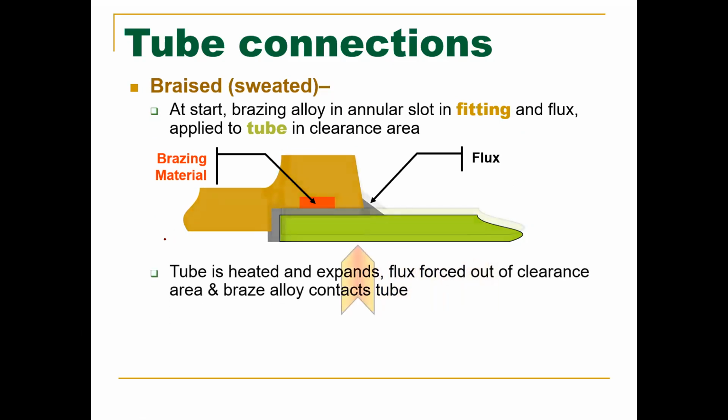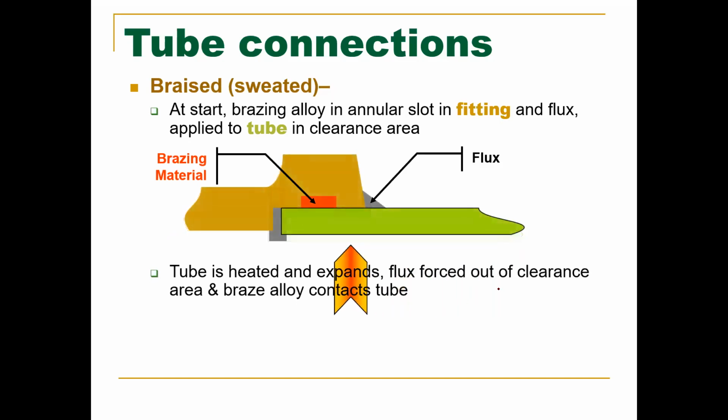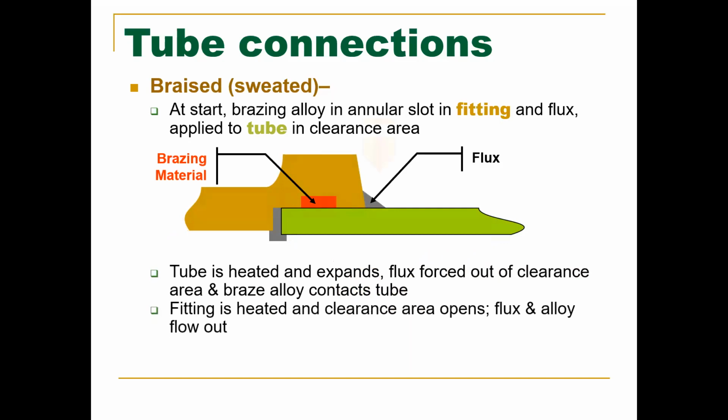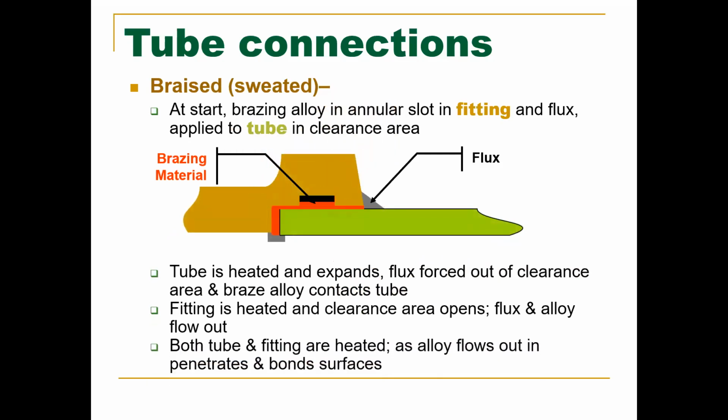All right. The tube is heated and expands. The flux is forced out of the clearance area, and the brass alloy contacts the tube. The fitting is heated and the clearance area opens. The flux and alloy will flow out. Now, looking at all of that, all right, this is brazing.